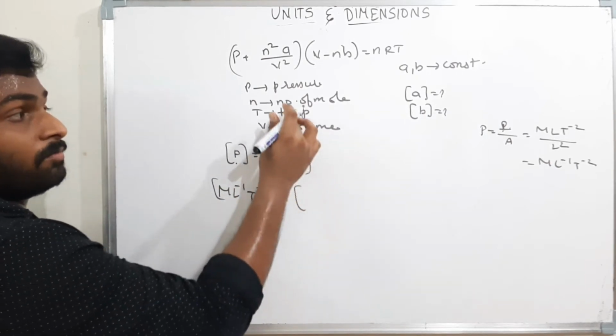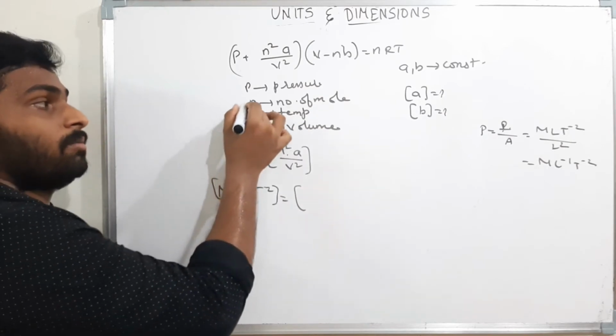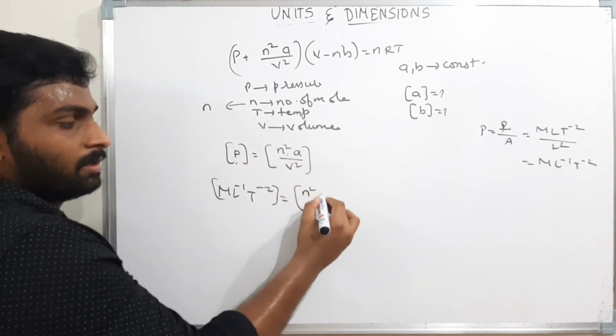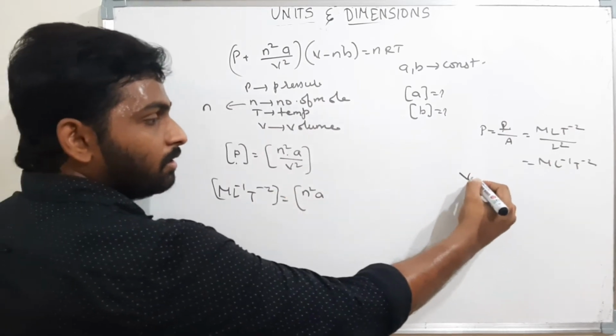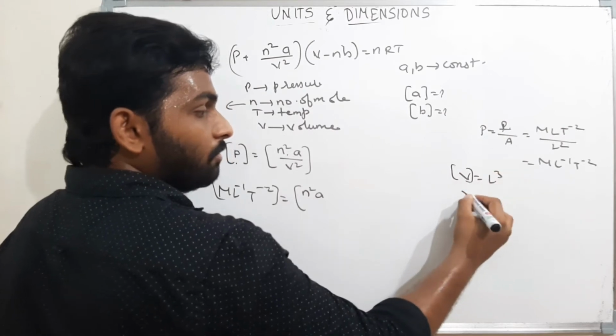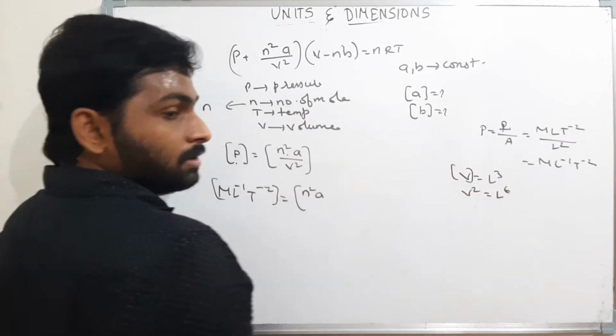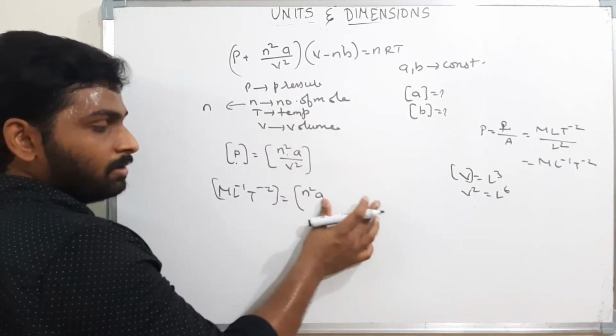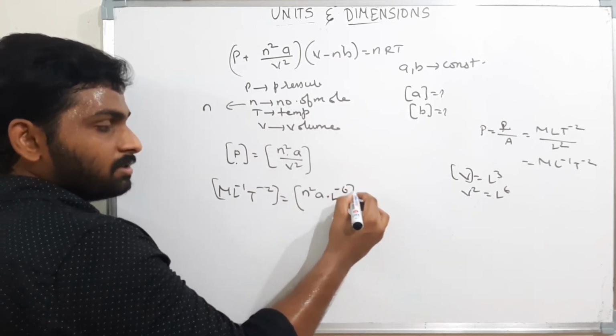What is N? N is the number of moles. I can assume the dimension formula for the number of moles is N only. Therefore N square A. What is V? V is nothing but volume. Therefore the dimension for V is L cube. Therefore V square is L power 6. That means 1 by L power 6, that means L power minus 6.